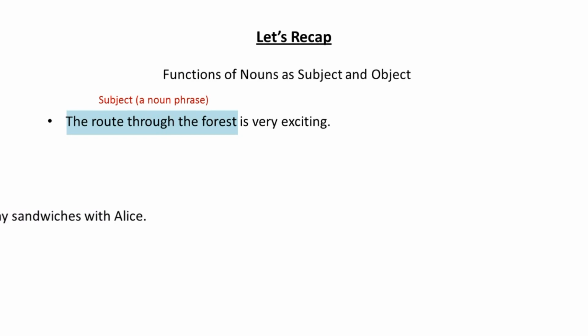Secondly, I shared my sandwiches with Alice. Many of you got the answers wrong for this question too. You were asked to identify the object of the verb. So, what is the verb here? Shared. Shared is the verb here.